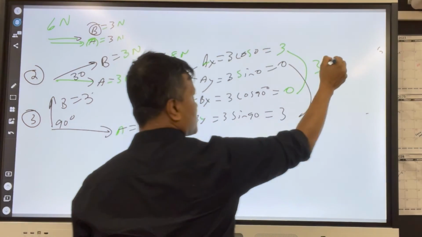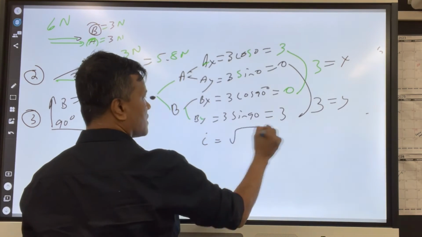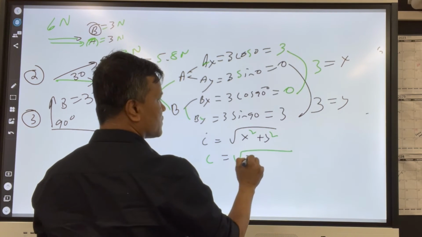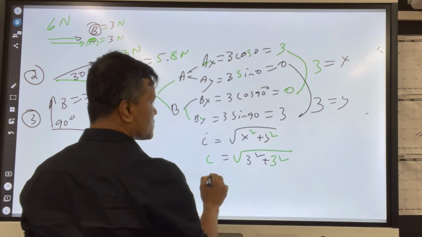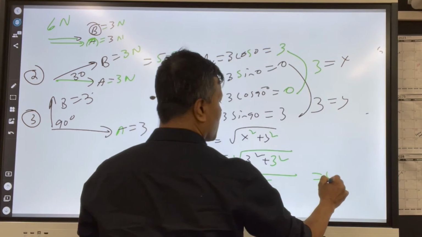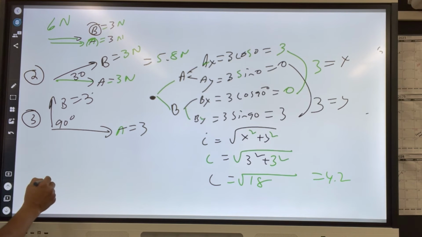Okay, so this is your x and this is your y, right? So c is equal to x squared plus y squared. So c is equal to 3 squared plus 3 squared, right? So c is equal to 9 plus 9, 18. So 4.2. Good. So you get 4.2.